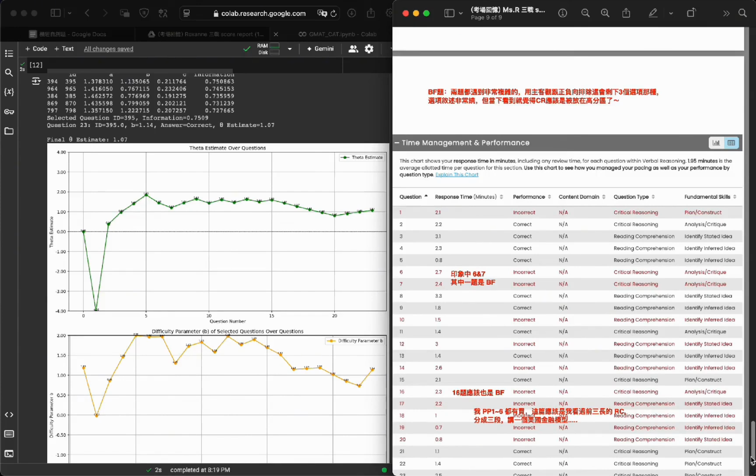We can see in the verbal section that, roughly in the earlier part of the test, the questions have a significant impact on the percentile estimation.